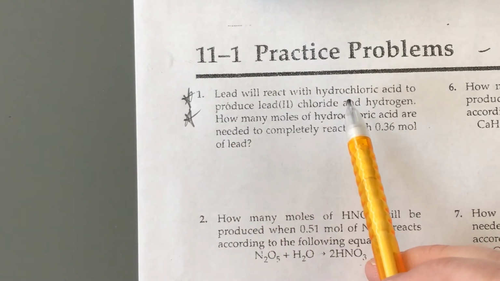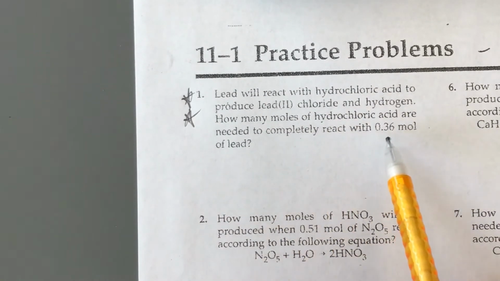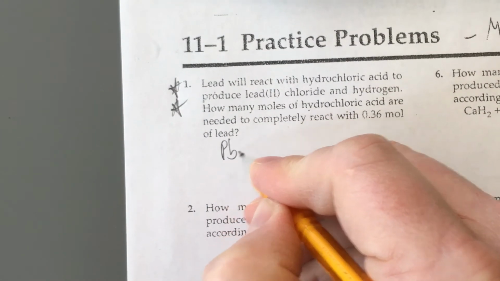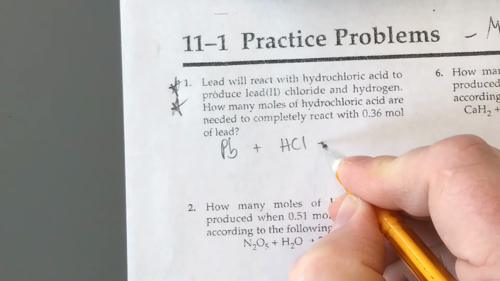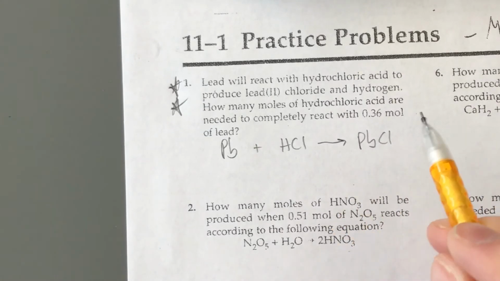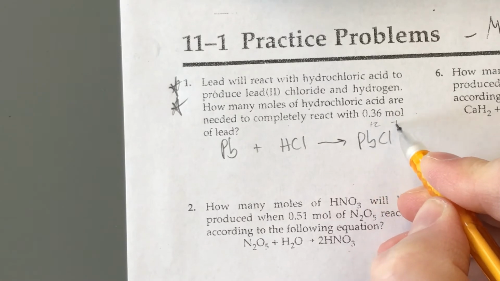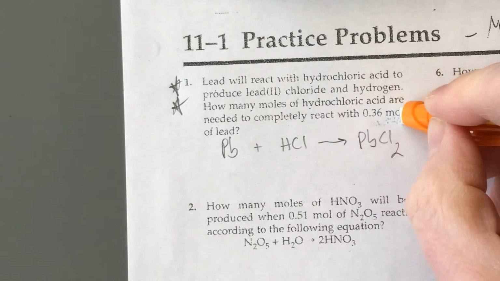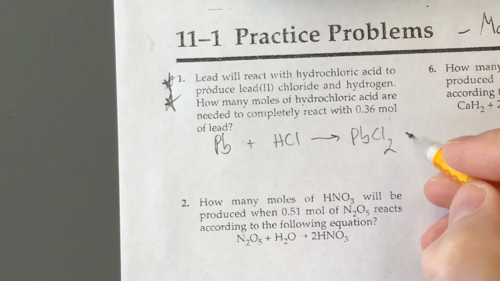All right, lead will react with hydrochloric acid to produce lead(II) chloride and hydrogen. How many moles of hydrochloric acid are needed to completely react with 0.36 moles of lead? So again, we need to do our equation. Lead is Pb, and it reacts with hydrochloric acid, HCl, and produces lead(II) chloride, PbCl, and we're going to use the +2. When we do the crisscross method, the +2 and chlorine's -1 crisscross, and that formula is PbCl2. So I'm just going to get rid of those charges, because in your balanced equation you don't have charges. And we also have hydrogen.